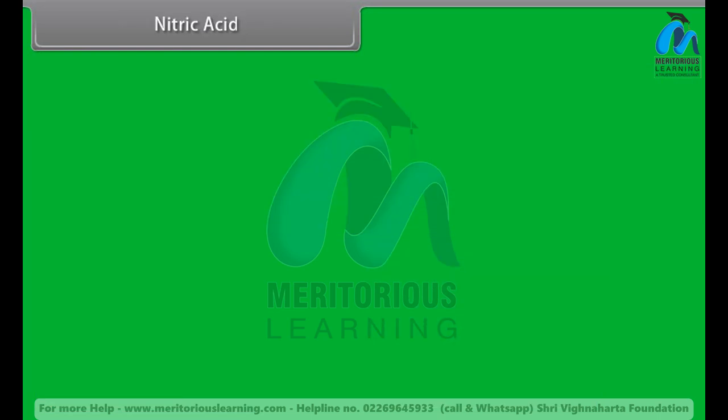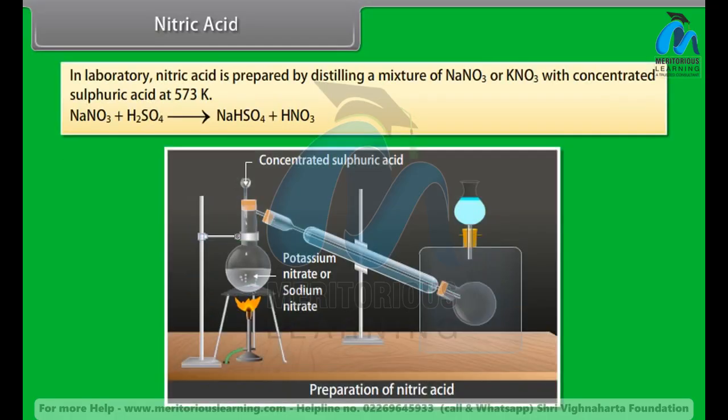Nitric acid. In the laboratory, nitric acid is prepared by distilling a mixture of NaNO3 or KNO3 with concentrated sulfuric acid at 573 Kelvin.